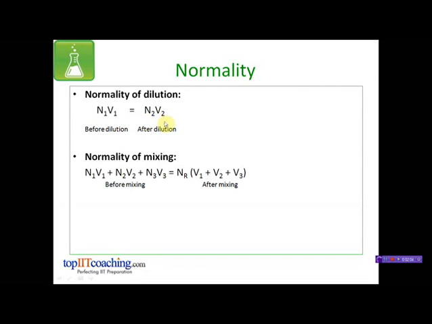N1V1 equals N2V2. Similarly, if we have three solutions, 1, 2 and 3, and their normalities N1, N2 and N3 are known to us, and their volumes V1, V2 and V3 are mixed together, then the resultant normality, that is Nr, of the resultant solution can be obtained by using this equation, that is N1V1 plus N2V2 plus N3V3 is equal to Nr into V1 plus V2 plus V3, that is the resultant volume.